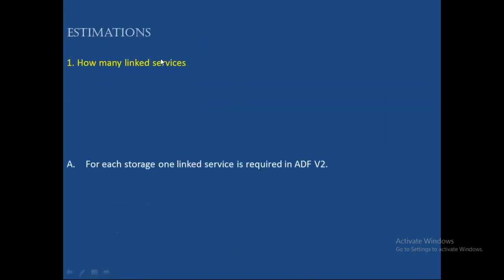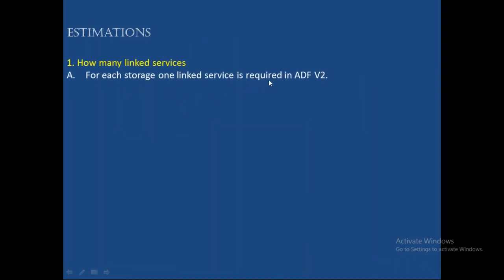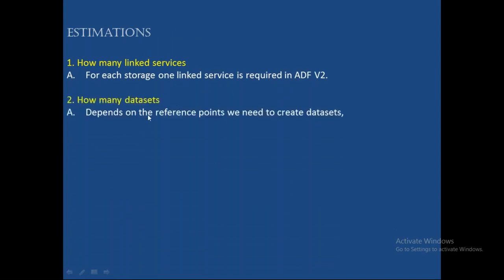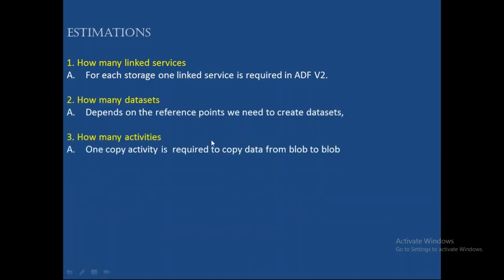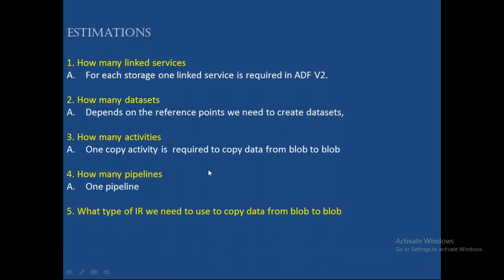Fine. Here are the estimations: how many linked services do we need? For each storage, one linked service is required in ADF V2, but today we are going to use a single storage, that's why we need only one linked service. How many datasets we need depends on reference points. How many activities? One copy activity for sure, to copy files from blob to blob. How many pipelines? One pipeline. What type of runtime do we need to use to copy data from blob to blob? Azure integration runtime.